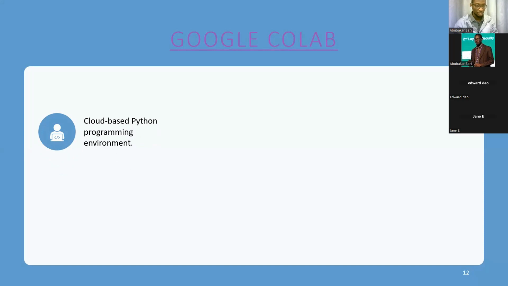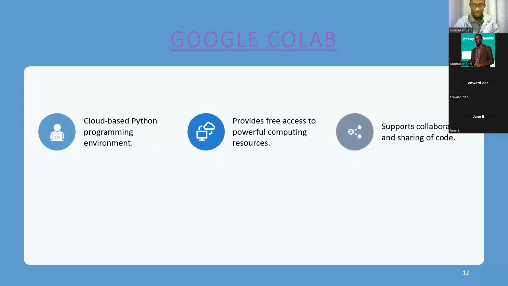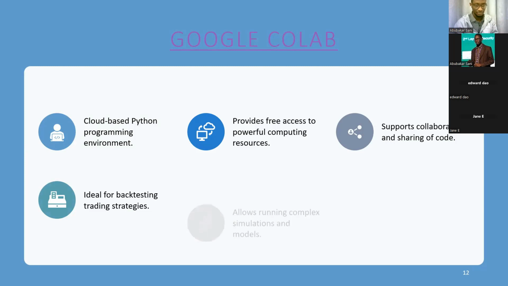It is a cloud-based Python programming environment. You go there, it's also free, also by Google. You go there, write your Python code, and you run it. It allows you to simulate different types of code, and it is very nice for backtesting trading strategies. So if you come up with your strategy from Google Bard, you take it to Google Colab, test all the code, and backtest to make sure the strategy is good over the history.